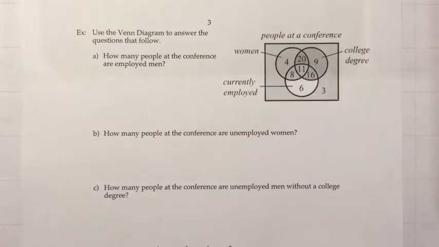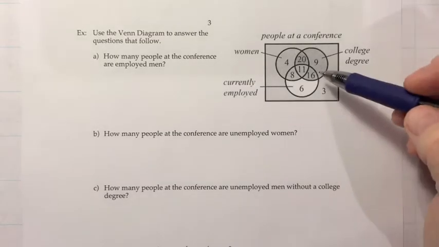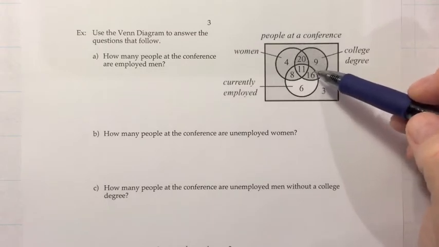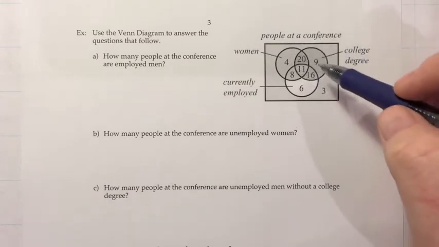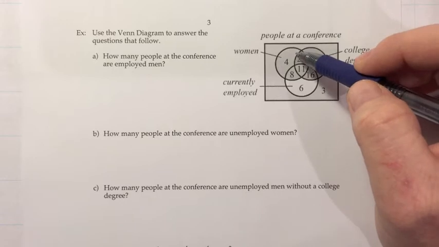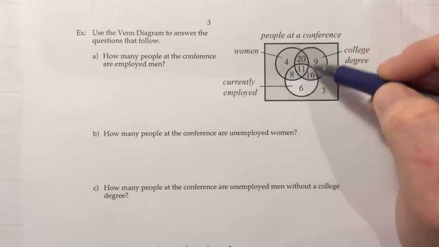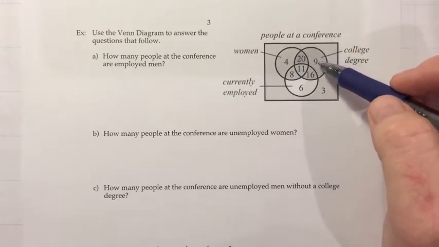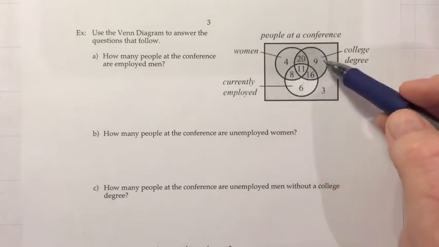All right, so how many people at the conference are employed men? So we want them to be men, and we want them to be employed, and we're not worried about whether they have a college degree or not. So we want the overlap of the men circle, I was going to say, but there's not a man circle. So all these people are women. So let's start off by listing all the men, okay? So if you're not in the circle for women, then it's a man.